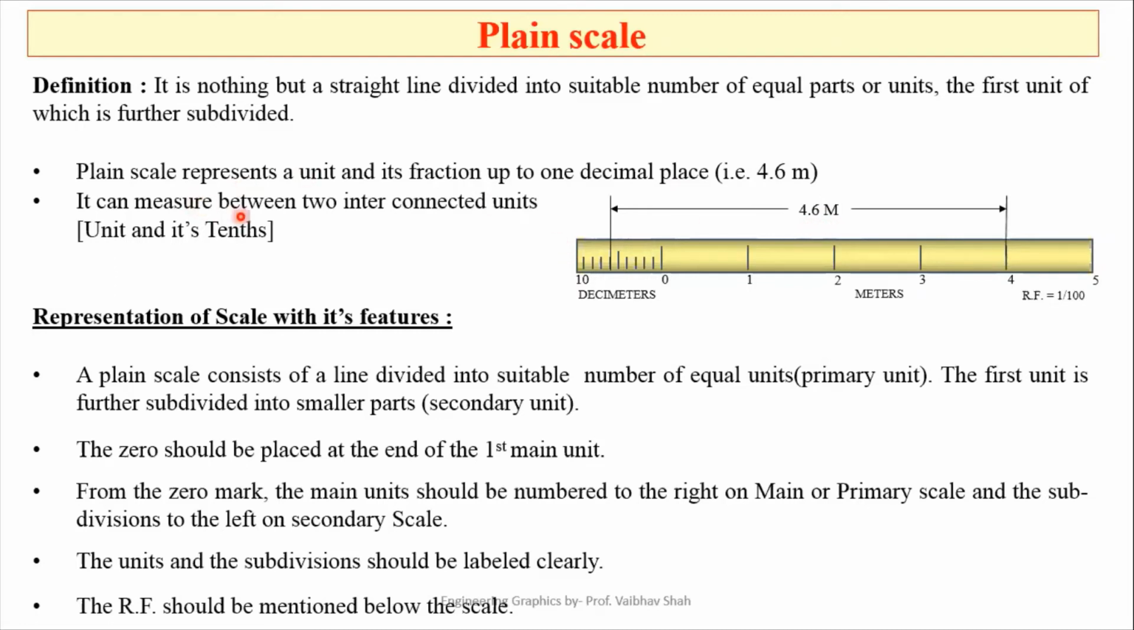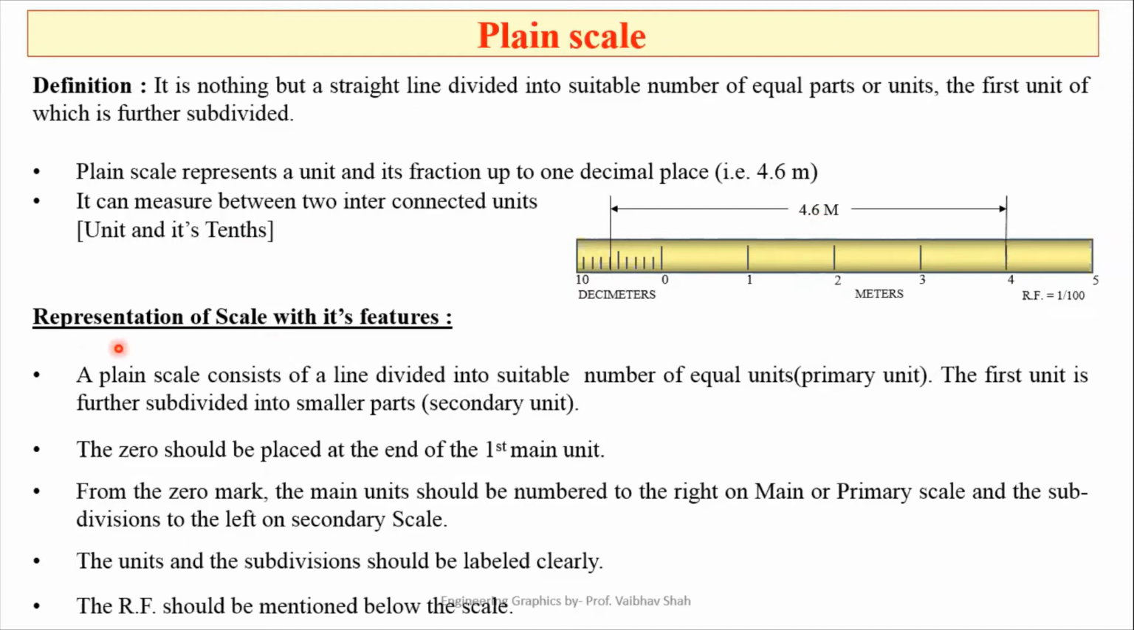Now it can measure between two interconnected units. As you can see, we can measure between meters and decimeters. So it can measure between two interconnected units like its units and its tenths. This is your unit and after a point you will be having its tenths.